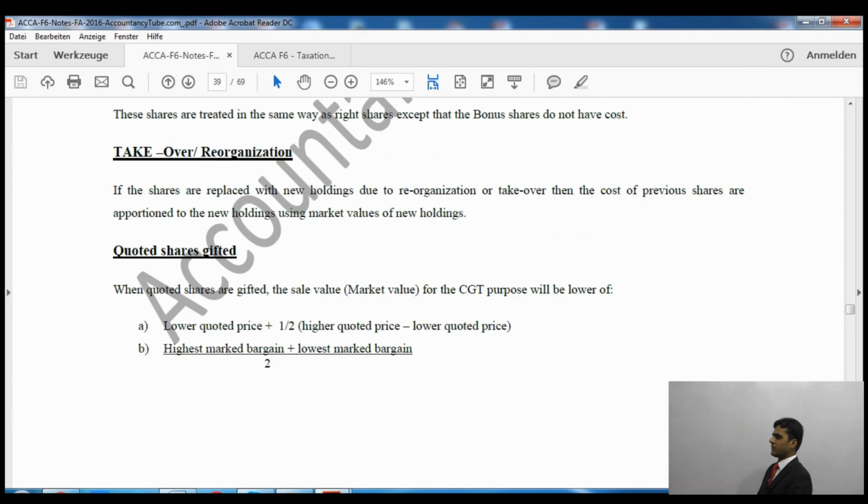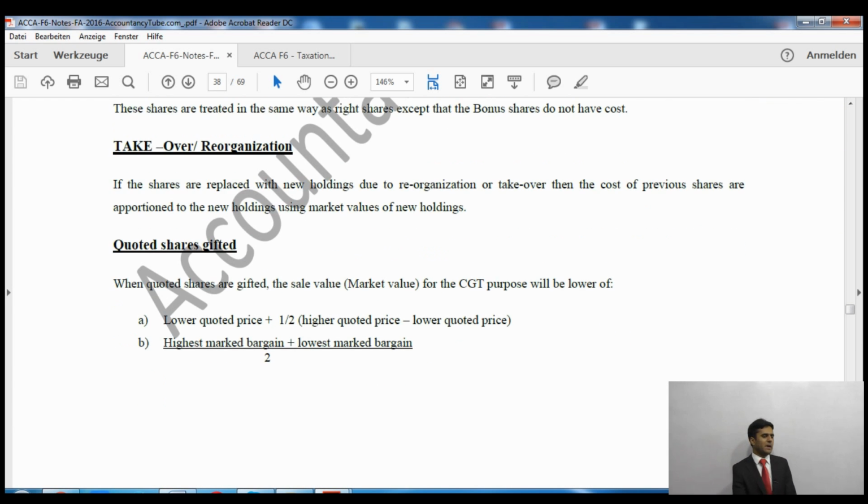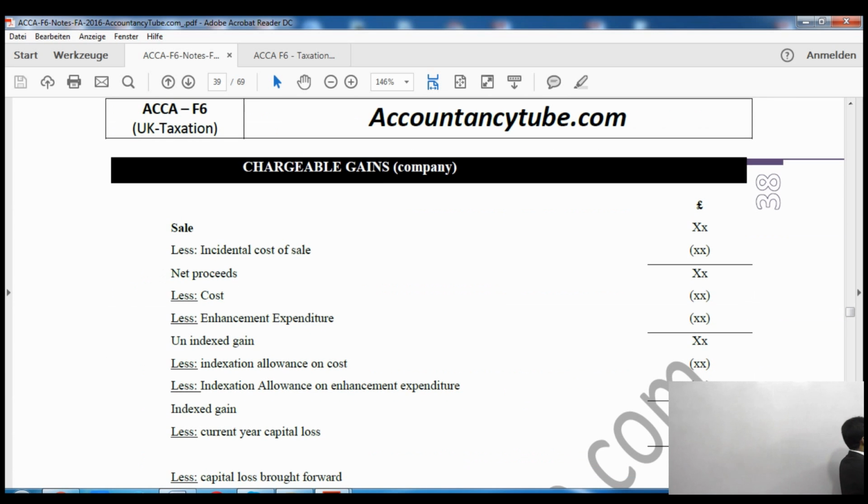Now capital gains tax for companies. Companies' capital gains tax is very easy compared to the individuals' one. So we'll just take the sales, then deduct the incidental cost of sales. The net amount is going to be our net proceeds. Deduct the enhancement expenditure, and after that it is going to be our unindexed gain.